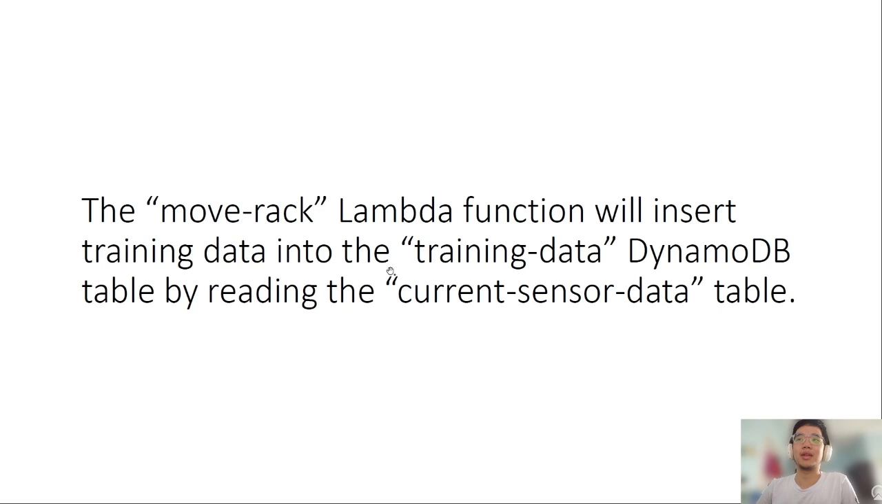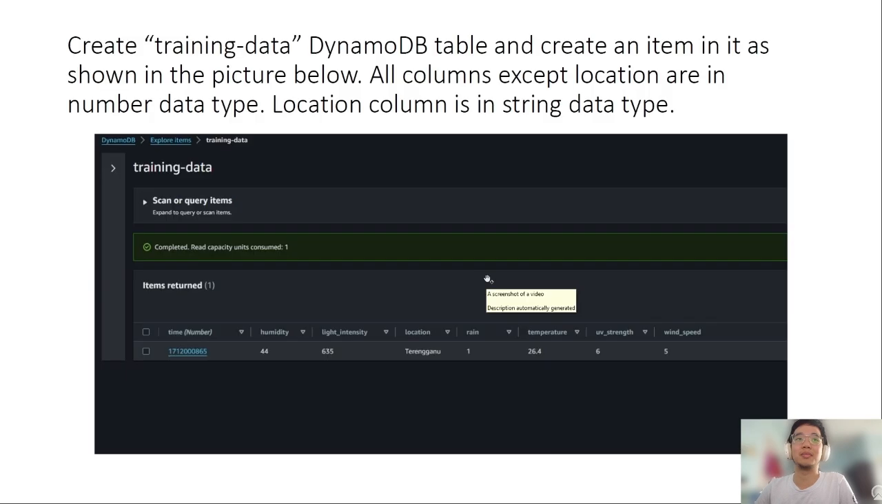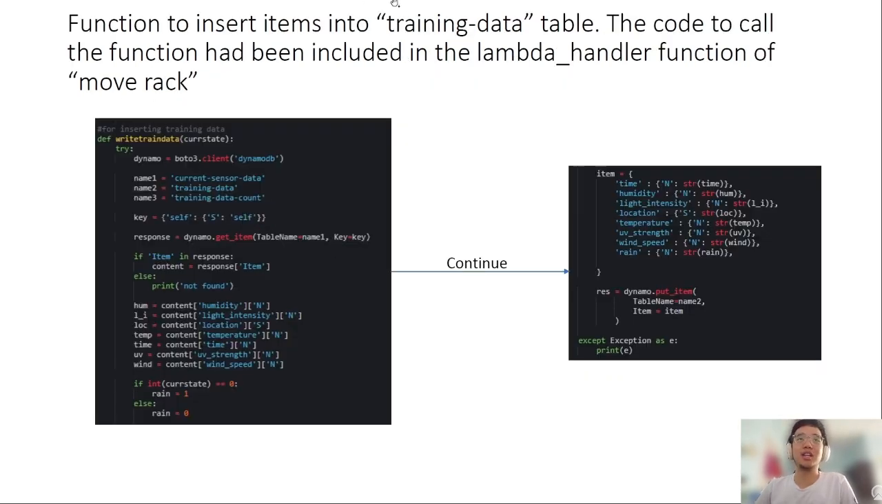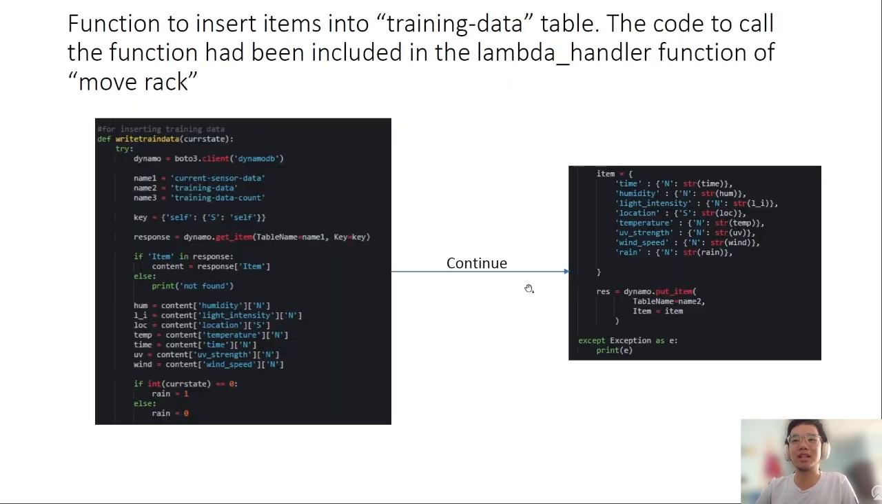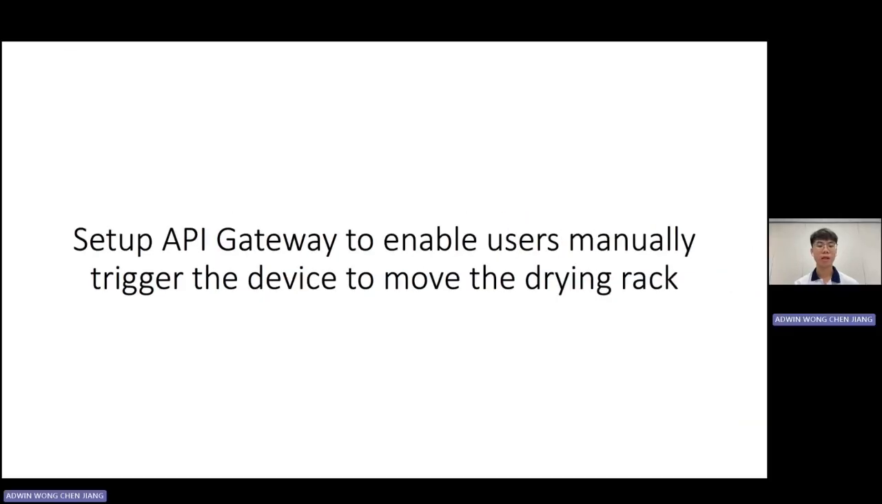And the move rack Lambda function will insert training data into the training data DynamoDB table by reading the current sensor data table. So we will need to create a training data table. Apart from location, which is a string, the others are all numbers. And this is a function to insert an item into the training data table. Because in this table we need to keep inserting new items, new rows, rather than just using one item and keep updating it, we will use this dynamo.putItem function. The other things, like creating an item, creating a DynamoDB object, name, and key, are pretty similar to the previous ones.